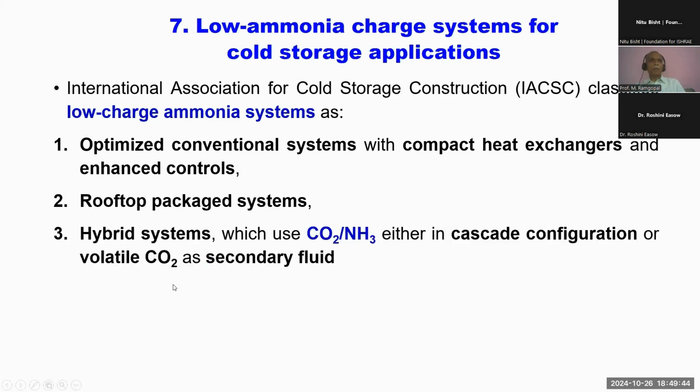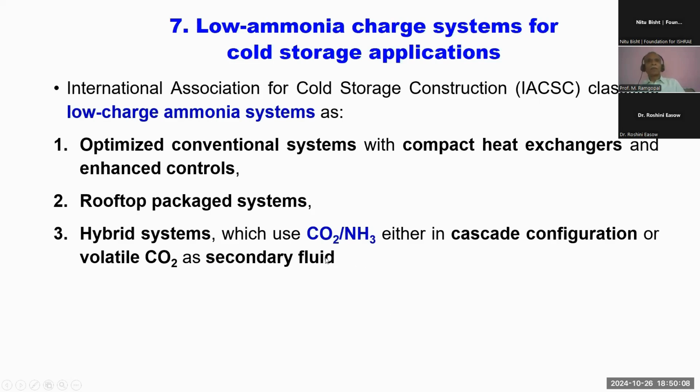The third one is obviously a hybrid system. Again, there are different types of hybrid systems. For example, I can use a hybrid system in the form of a cascade. That means I'll be using two vapor compression refrigeration systems. On the low temperature side, I can use a carbon dioxide based compression system, and on the high temperature side, ammonia.